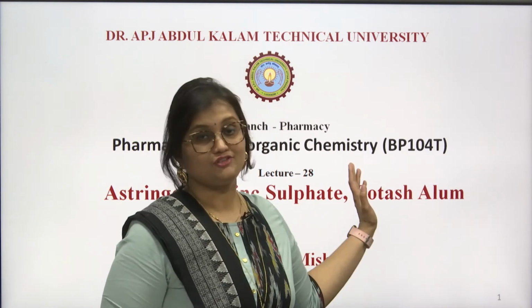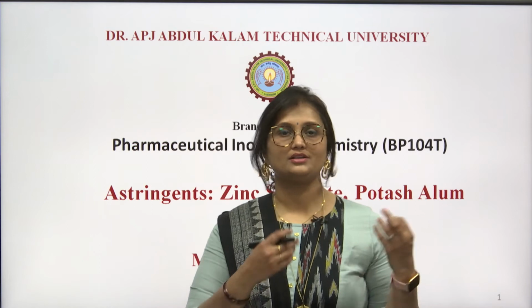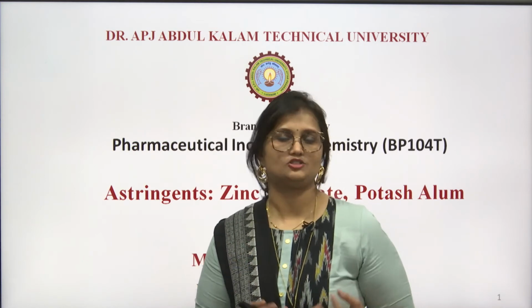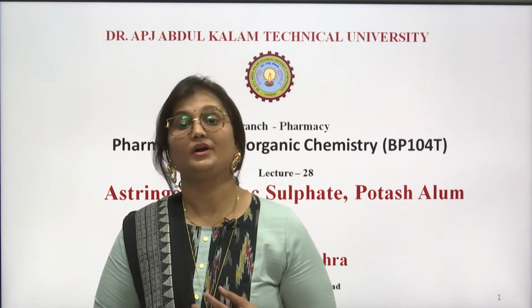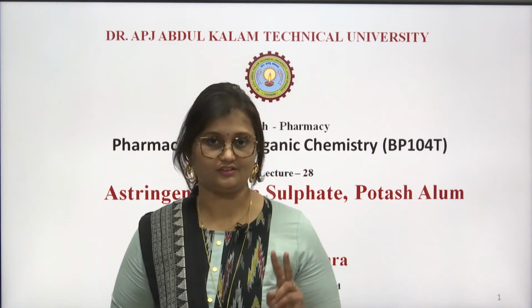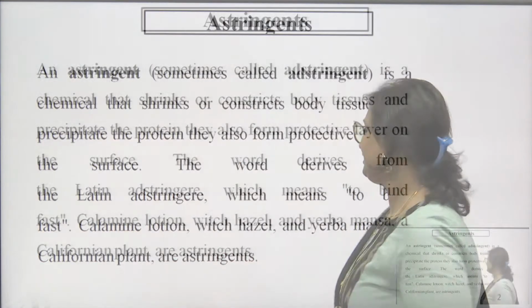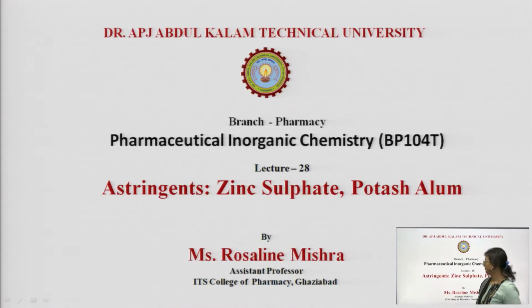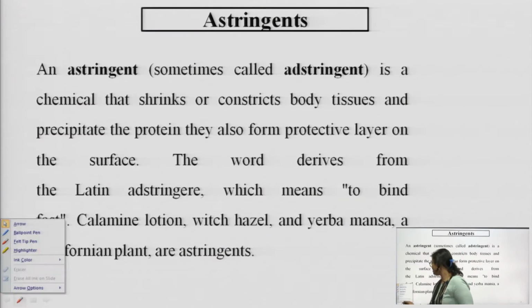So we shall continue with our Unit 4 today again. This would be our last topic in Unit 4, which is astringents. We shall be learning about what is meant by astringents, the mechanism of action of astringents, and the various uses of astringents, along with two specified drugs which have been asked in your syllabus, that is zinc sulphate and potash alum.